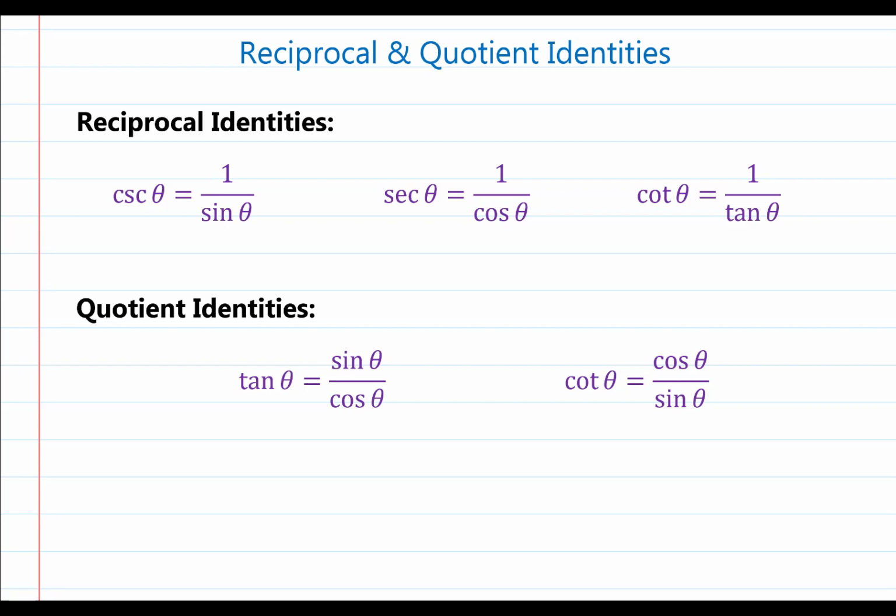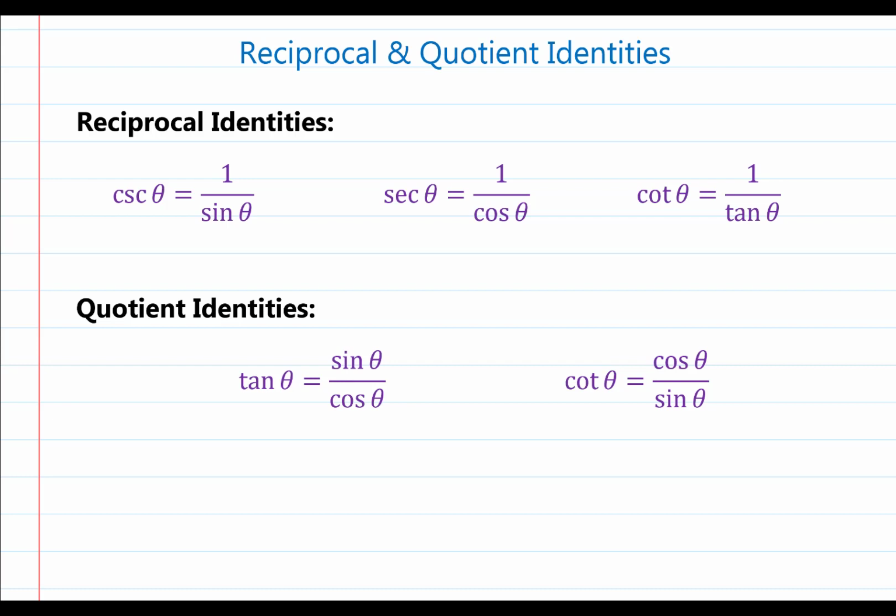Welcome back, mathematicians. In this video, we are going to discuss 5 of the fundamental trigonometric identities. An identity is an equation that is true for all values of the variable. In this instance, theta can be replaced with any angle as long as the trigonometric function is defined for that angle, and that equation would be true.